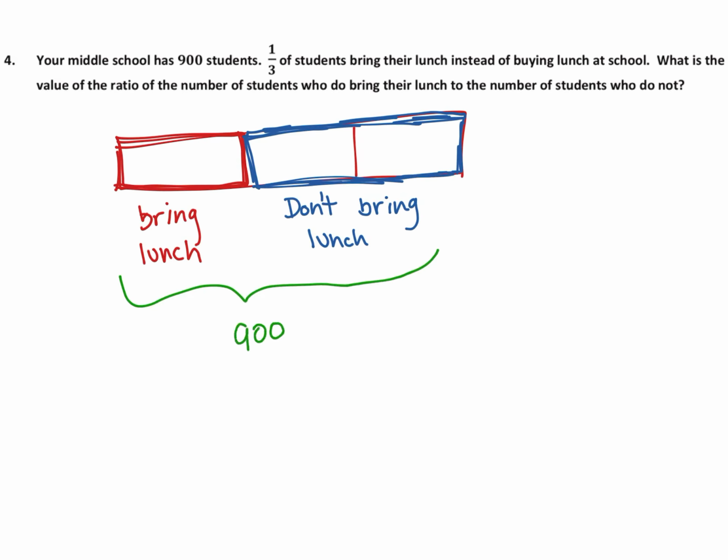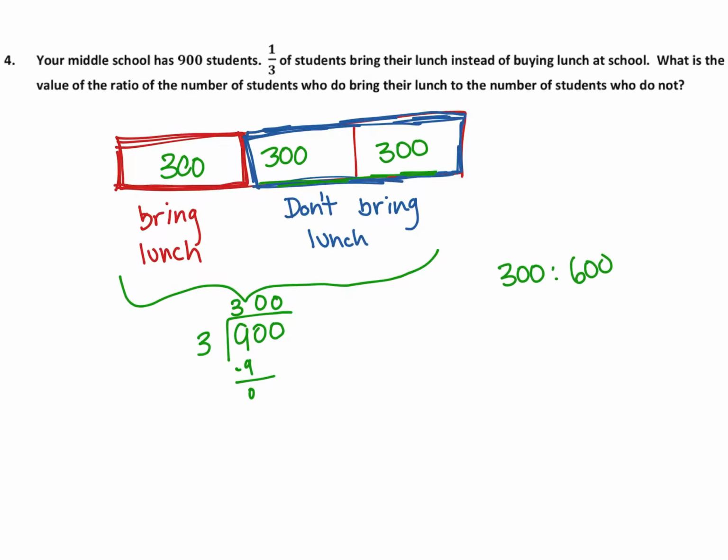And since it's split into 3 groups, we can divide by 3. 3 goes into 9 3 times with no leftovers, but we still need to keep our place values. So we put 2 extra zeros above, which means each box. So 300 goes in each box.